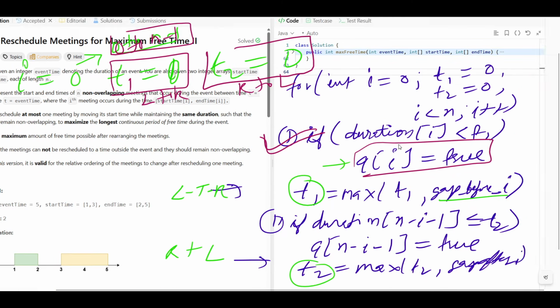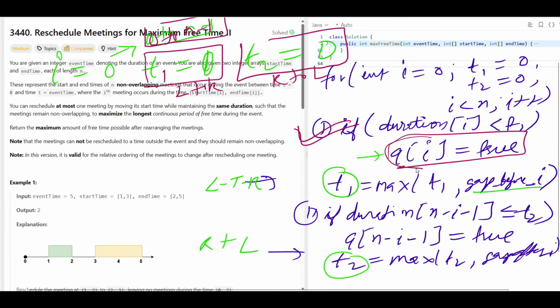So you will say what is Q at I, that you are doing equal to true, right? It means the meeting I can be moved left somewhere. Means, as we have seen, it was at 1 and 2, so we have moved from 1 to 0 and 1, remember, means left side. Means this is Q at I, means meeting I can be moved left somewhere, that we don't know.